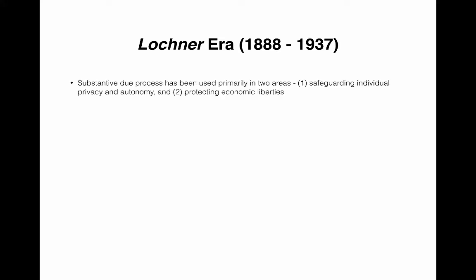Substantive due process has been used primarily in two areas. The first is safeguarding individual rights, specifically privacy and autonomy, and we've talked about that in pretty comprehensive detail. And substantive due process has also been used to protect economic liberties, and that's what this lecture will focus on.